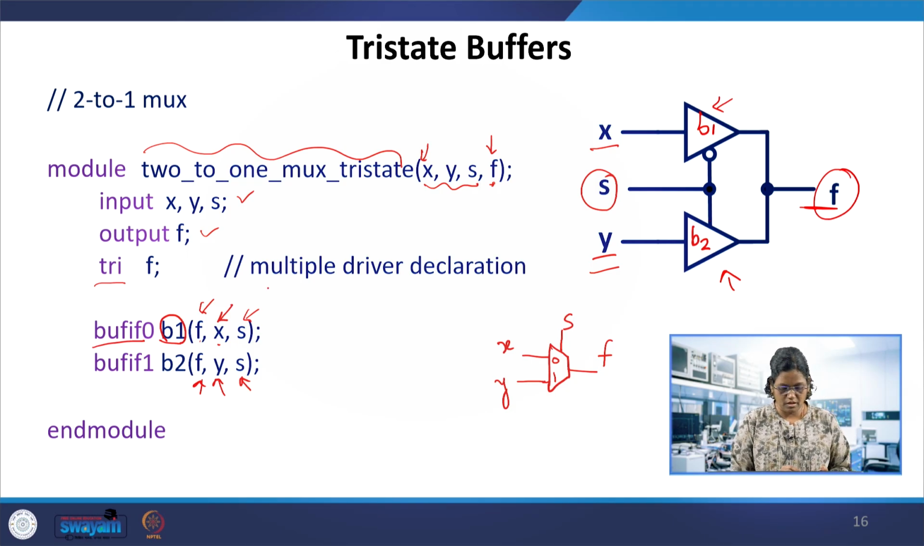So this is the code, and this F needs to be declared as tri, so that it can take the high impedance values. That's the only change that needs to be observed in the structural model of the tri-state buffer 2 to 1 mux.